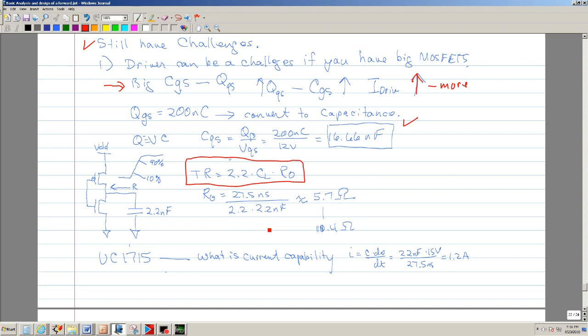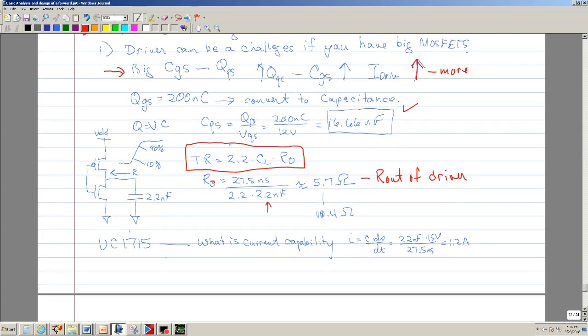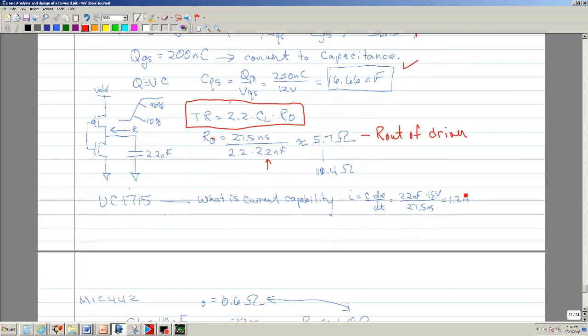Here is the capacitance that they use, and I believe I took the average of 30 and 20, 25. So when you use this equation, RO tells you the output impedance of the driver. That's real good to know. In this case, it's close to 6, so let's just round it to 6. And you can use this value to model your driver.